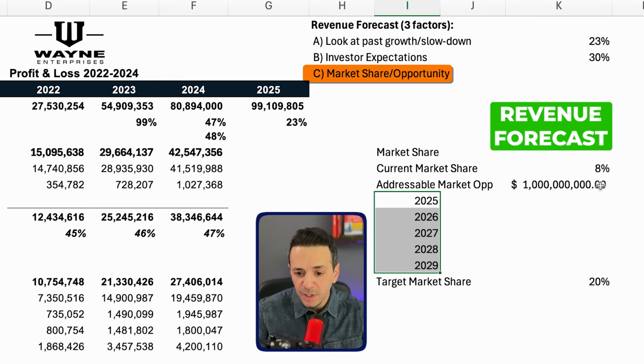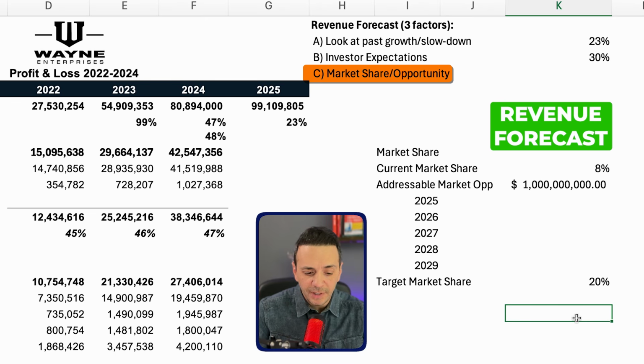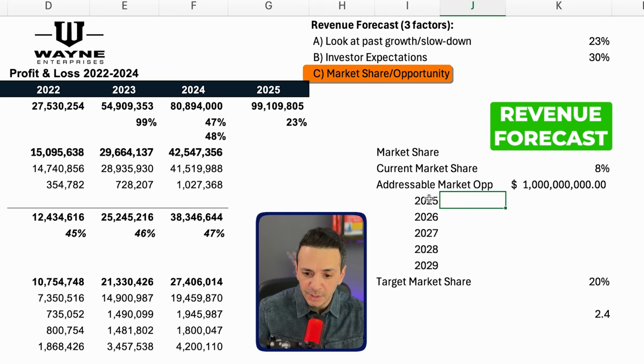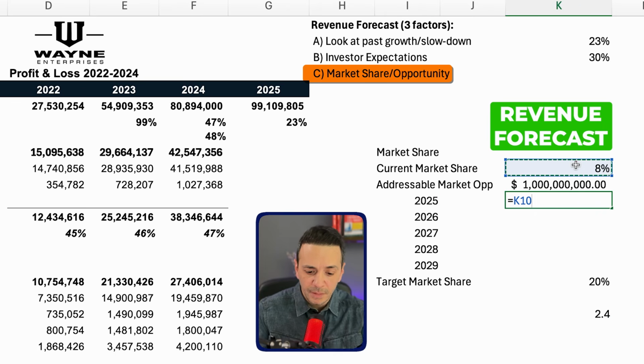So we'll say, okay, the difference between 20% and 8% is 12%. We'll divide the 12% by 5. So we'll say 12 divided by 5. And we need to increase every year by 2.4% to get to 20%. So let's plug that number here. So we'll say this equals the 8% plus 0.024, and that will give us 10 and a fraction percent.